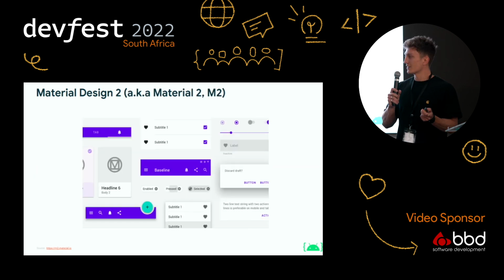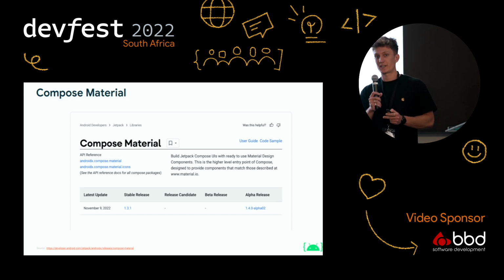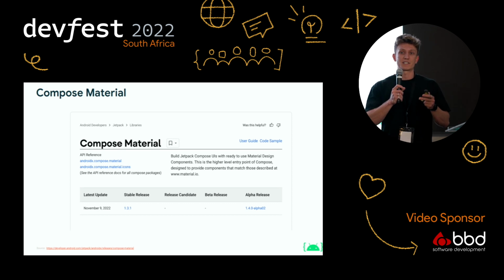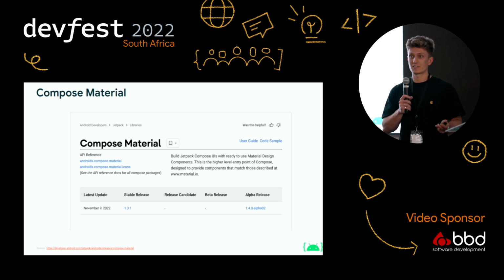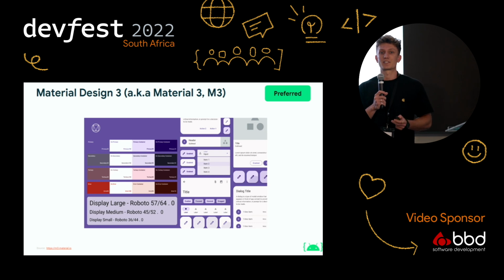Material Design 2 kind of looked like this, and along with it came a Compose library called Compose Material, which implemented the spec. It gave you all of the Material Design 2 theming, components, and other aspects that you can use in your Compose apps. It's still available today. It's still being incrementally updated. However, the focus has shifted to Material Design 3, which is an evolution of that.